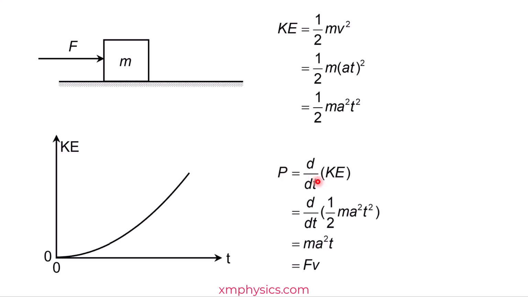So to obtain the power, let's differentiate the KE with respect to time. Do the math, you get ma squared t. Recognize that ma is actually that constant force F, and at is actually v. So power is F times v here. I find it quite interesting because even though the force is constant, the power is not constant. The rate of increase of KE actually increases with time as you go faster and faster.